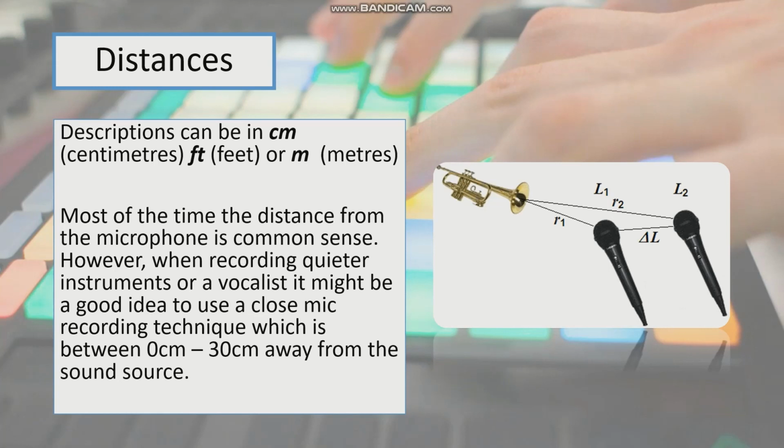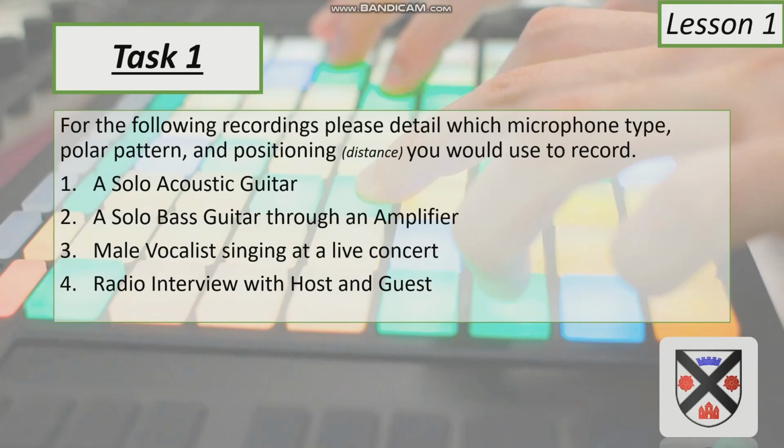So what I'd like you to do for me is to have a wee look at this task. So for the following recordings, please detail which microphone type. So is it going to be condenser, or is it going to be dynamic? Which polar pattern, so your cardioid, hypercardioid, omnidirectional, or figure of 8, and the positioning, so the distance you would like to position the microphone from the sound source.